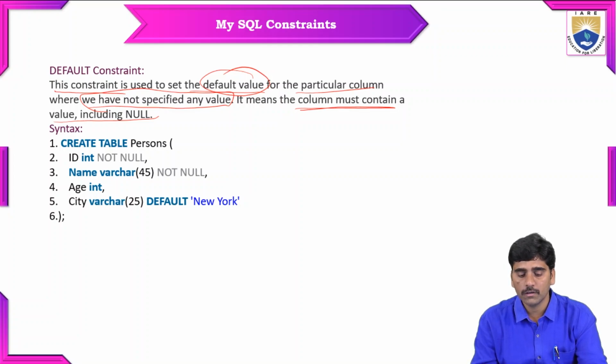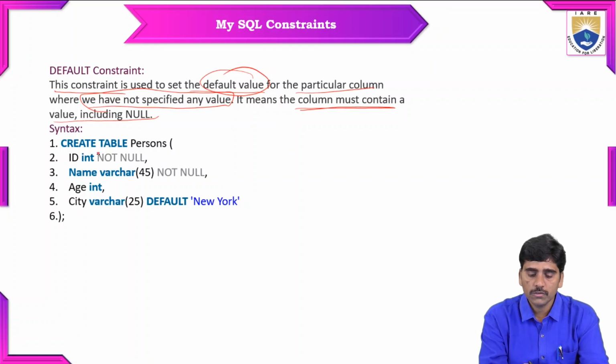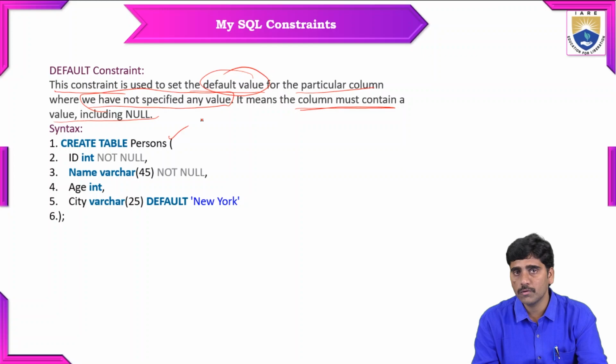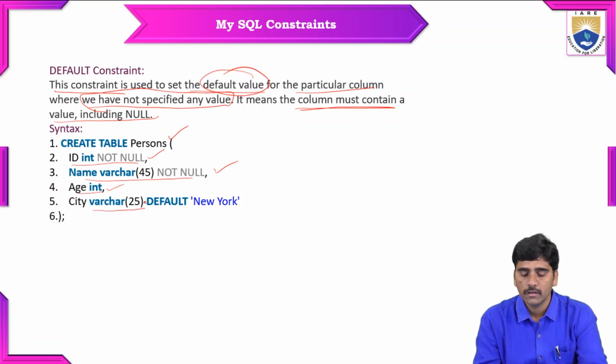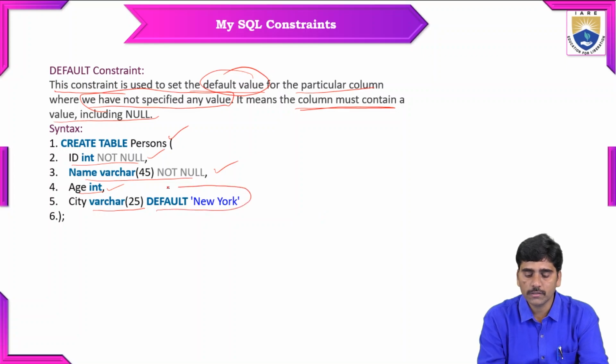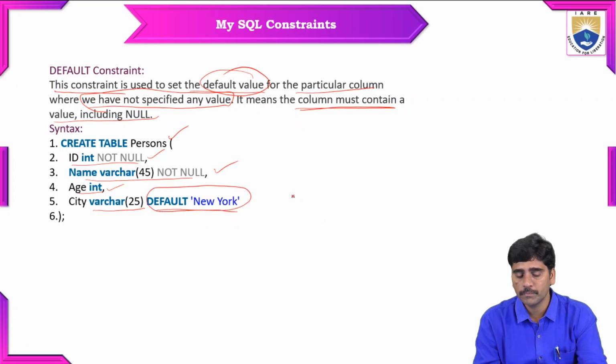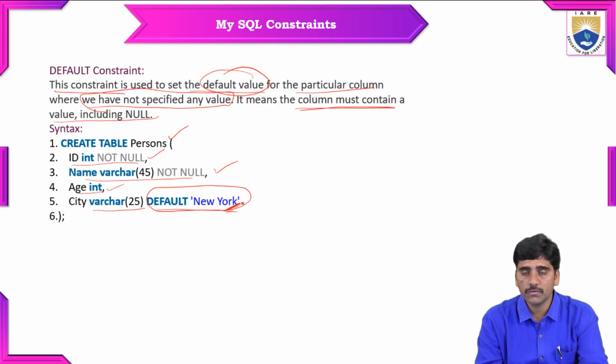So how does it work here? See, create table persons. We are creating the table called persons, and in that ID is created with the not null constraint. Name is created with the not null constraint. Age is integer data type, and city varchar of 25. Whenever we are specifying the constraint, you need to specify the constraint name and the constraint value. Default value is what? New York.